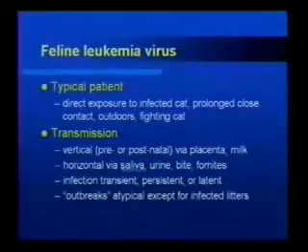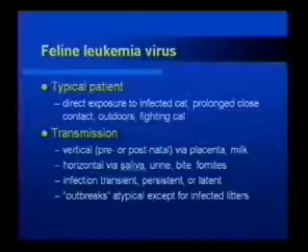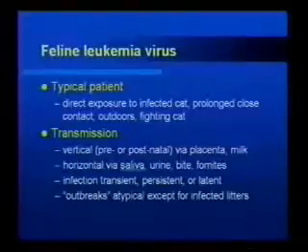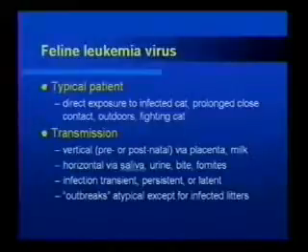Transmission can be either vertical, meaning from mother to kitten before or after birth via the placenta or milk, or horizontal, especially via saliva transmission from mutual grooming, or in urine from bites or fomites. Infection can be transient, meaning that cats recover from this infection, persistent for life, or latently infected.